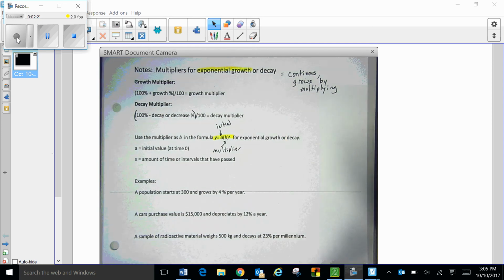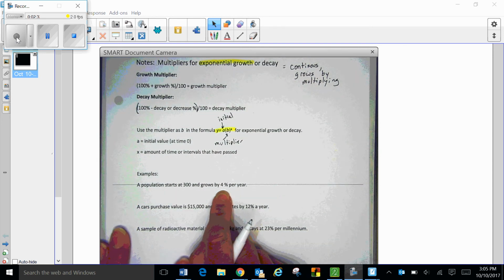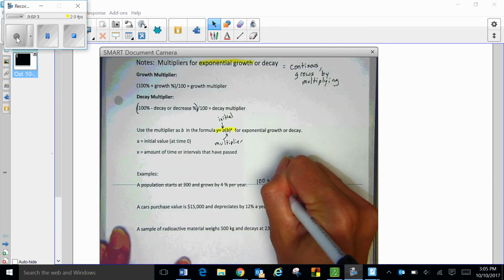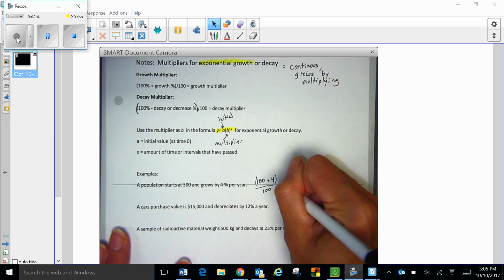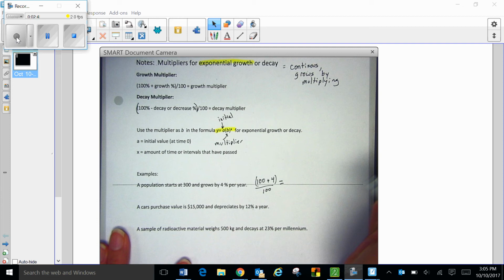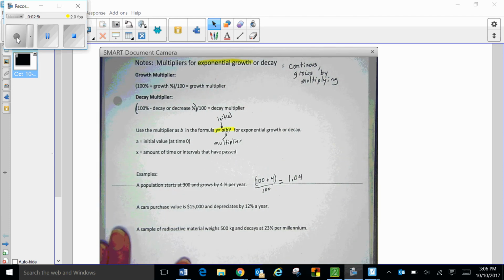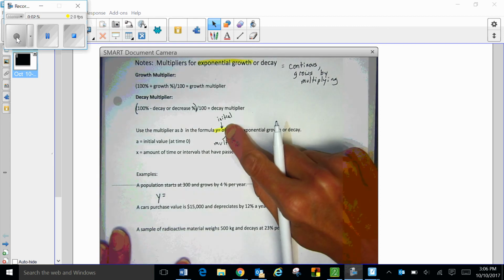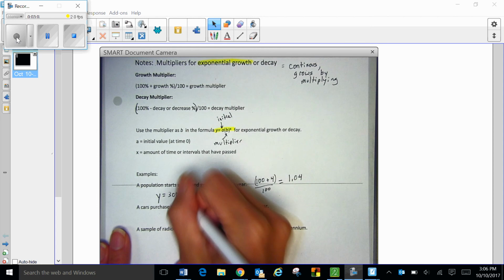Okay. Let's look at some examples. If a population starts at 300 and grows by 4%, well, if we want to find our multiplier, we would take 100 plus 4, all in percents, and then we divide those by 100 to get our multiplier. Put that in the calculator and you get 1.04. Notice that number is bigger than 1 because it's growing. If we want to put that into the equation, y equals our initial value, 300, times our multiplier, which we just found to be 1.04, to the power x.